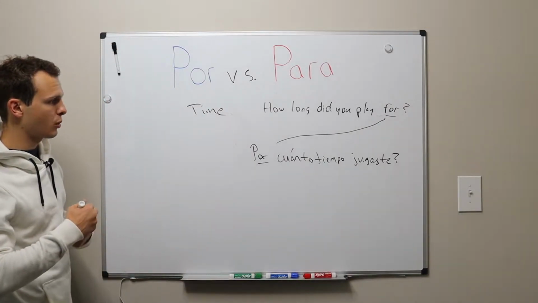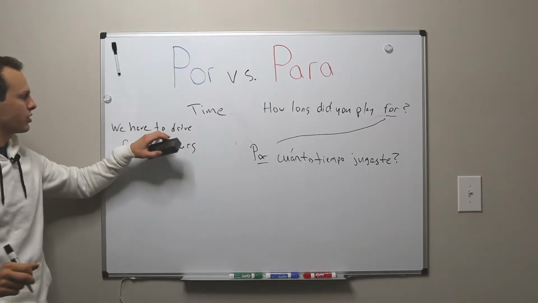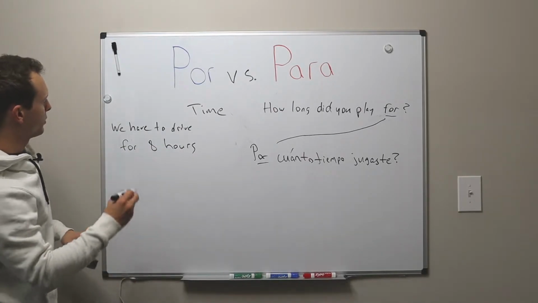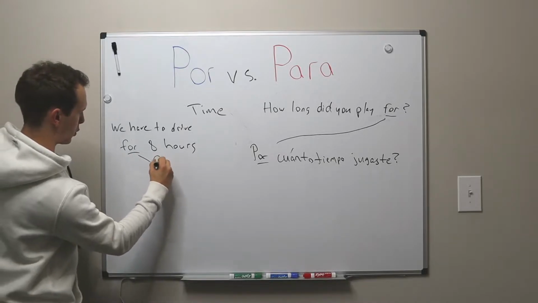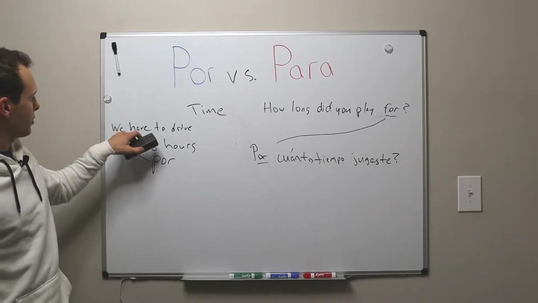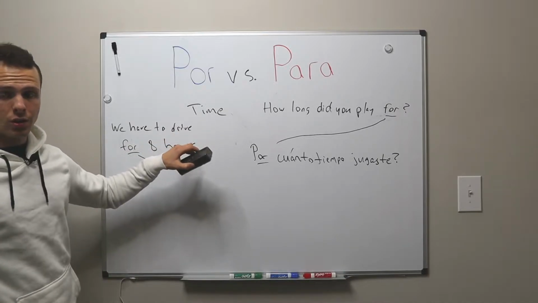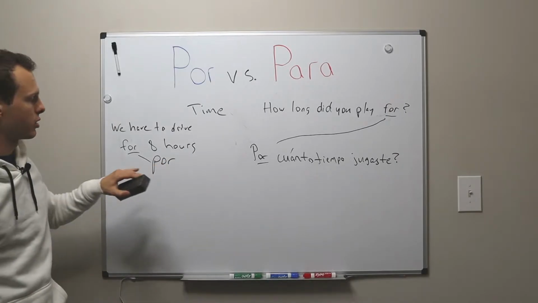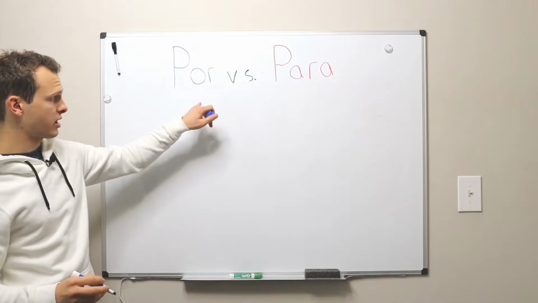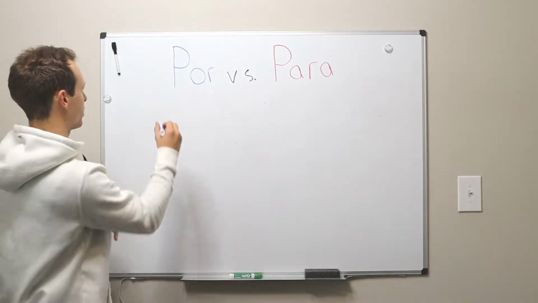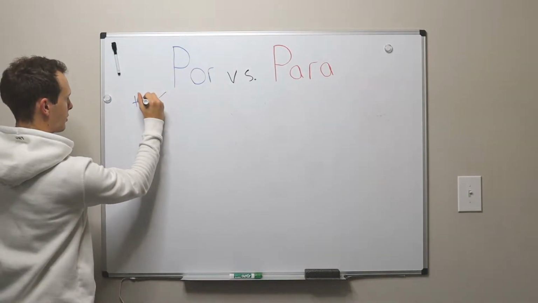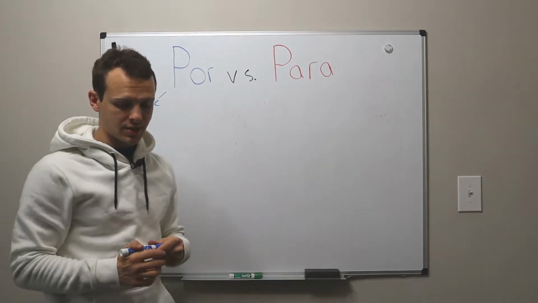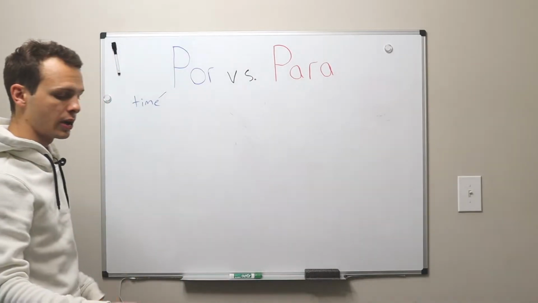Another example would be if I wanted to say, we have to drive for 8 hours, and excuse my bad handwriting throughout this video. This is the word for, we're going to use por. It would be, tenemos que manejar or conducir por 8 horas. You're going to use the word por. So if you're taking notes, I would just go ahead and put over here, time, and you can also put time/duration if you wanted to. So that's the first use of por that we're going to talk about.